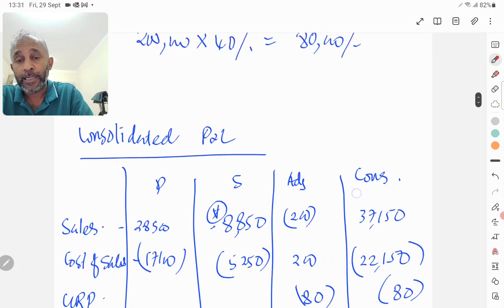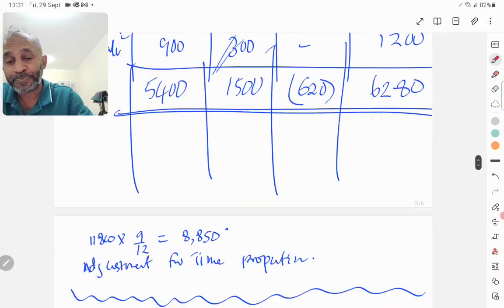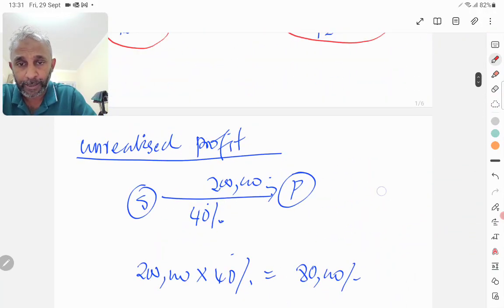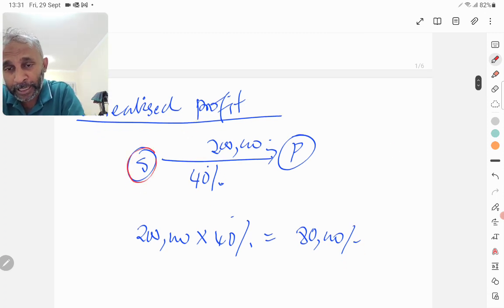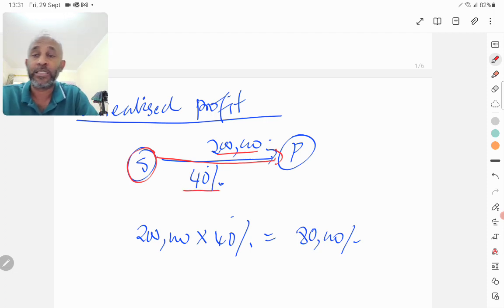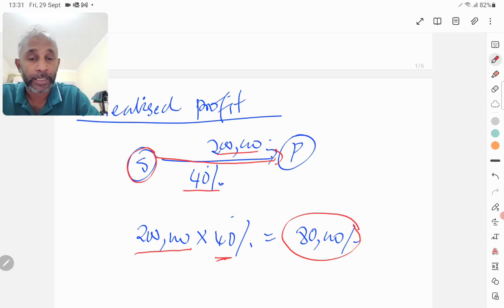And further, we also have unrealized profits. The unrealized profits, what they are talking about here, this one: the subsidiary selling goods to parent, 200,000. The 40% is the margin, and the full amount is still remaining with the warehouse of the parent. So therefore 200,000 into 40%, I am getting an unrealized profit of 80, which I need to adjust. Furthermore, there is goodwill impairment. The goodwill impairment of 150 also needs to be adjusted.